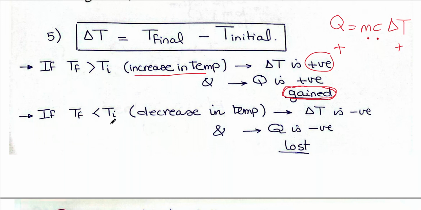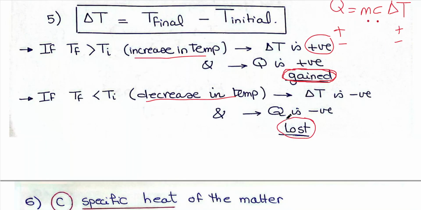And vice versa. If we have a decrease in temperature, delta T in the equation will be negative. So Q, which is the heat energy, will also be negative, which means that heat energy is lost. In case of heat energy lost, Q is negative.